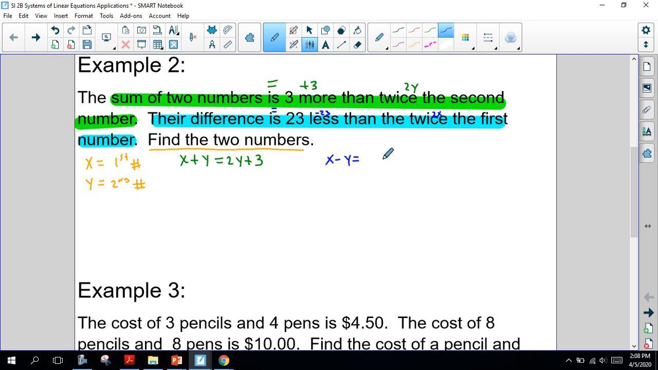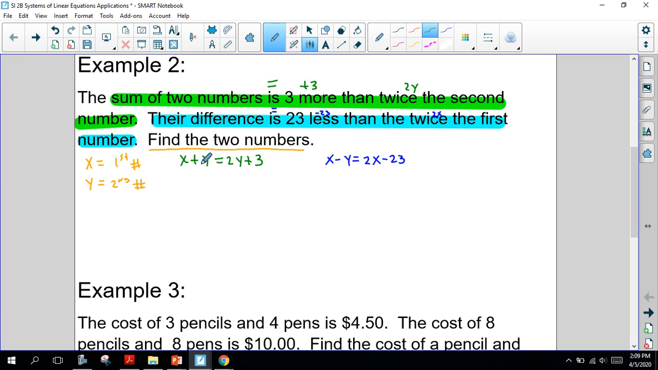So 23 less, minus 23, then twice the first is going to be 2x, and that's going to give us our two equations now to use in order to solve. And before we go any further, you've got to decide, do I want to eliminate or substitute? And I don't know that there's a great answer on this problem because they're not set up to do either one. I think it's probably pretty easy to set up here to substitute because I could get a variable by itself.